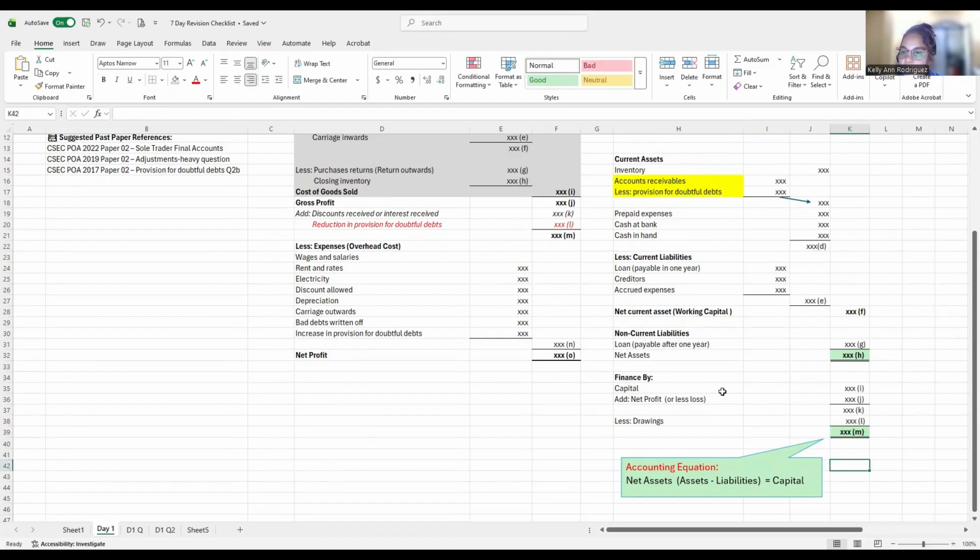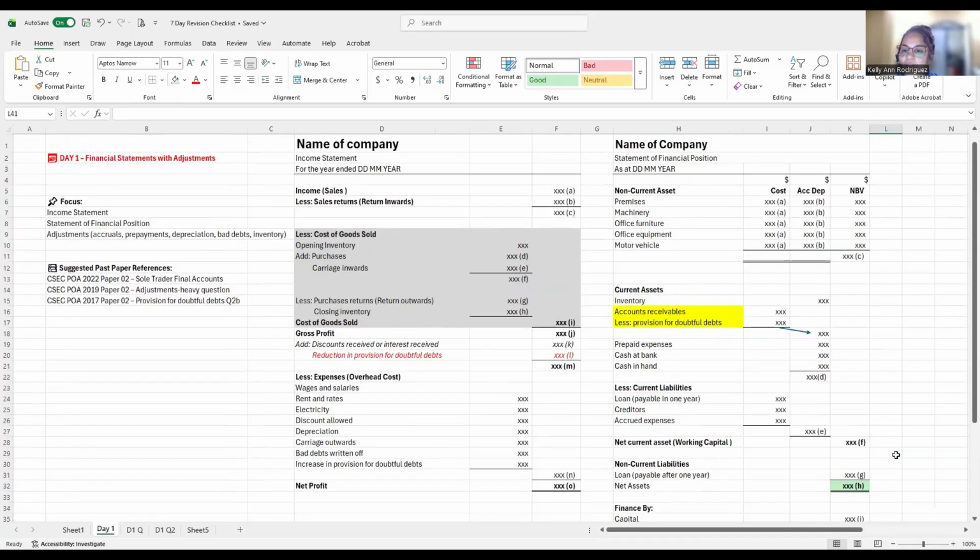And you know how to find your capital for a sole trader. Opening capital, add net profit, or less your loss, less drawings will give you your capital. So that is to review your financial statement. Please ensure that you know this, that you practice questions. And even if you don't practice questions, practice writing this over and over so that you'll know the format and what goes where, right?